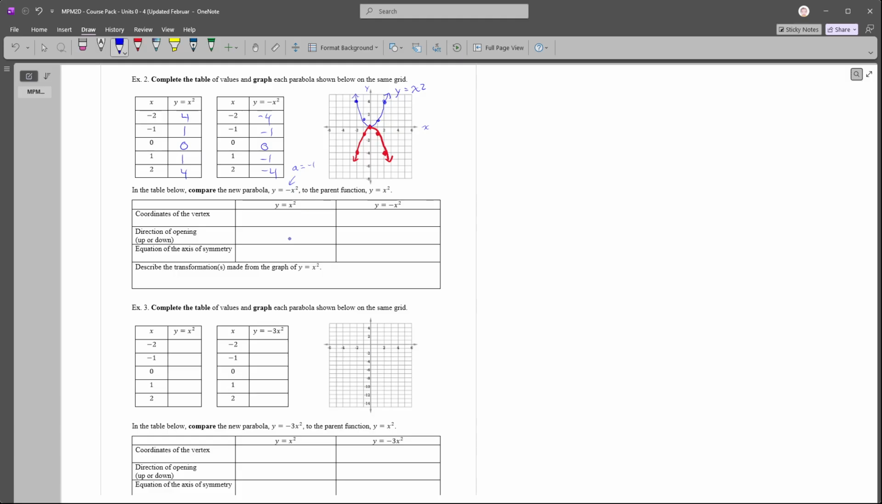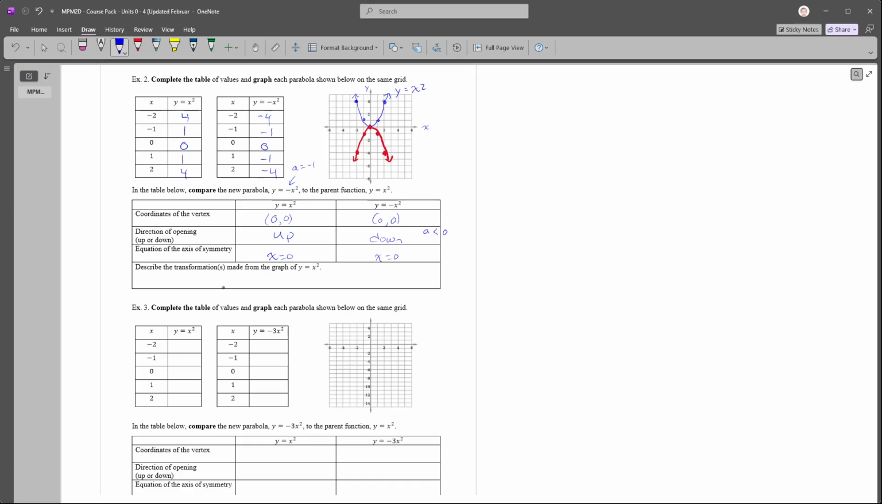Okay, so let's compare these things. Our coordinates of our vertex for the parent equation are still 0, 0. Nothing's changed there. It's still opening up. The axis of symmetry is x is equal to 0. Nothing's changed there. Now for the next one, yeah, it still has a vertex of 0, 0, but now it's opening down. And the reason why it's opening down is because a is less than 0. We saw this in a previous lesson. The equation of the axis of symmetry hasn't changed. It's still at x is equal to 0.